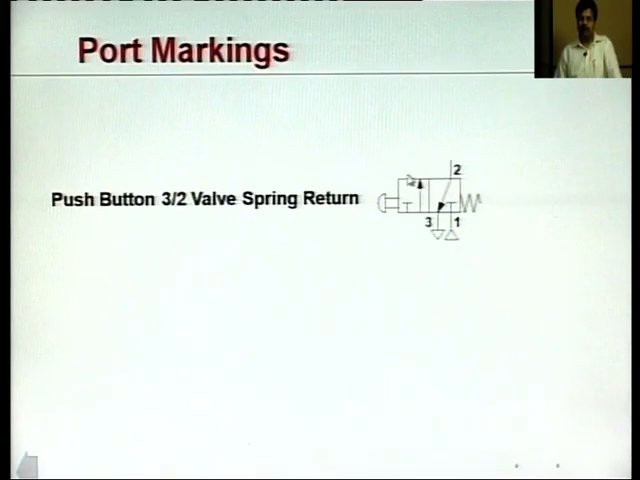And when this second block becomes functioning, in that case port 1 will get connected to port 2, so that the pressurized fluid or the working fluid will now start entering port 2, whereas port number 3 will now be connected to the exhaust.